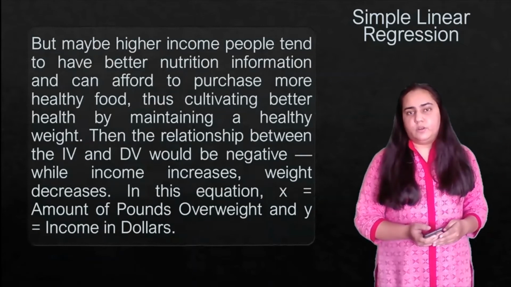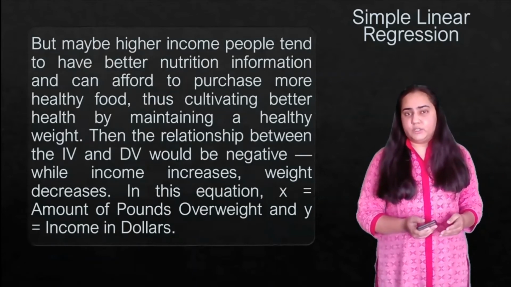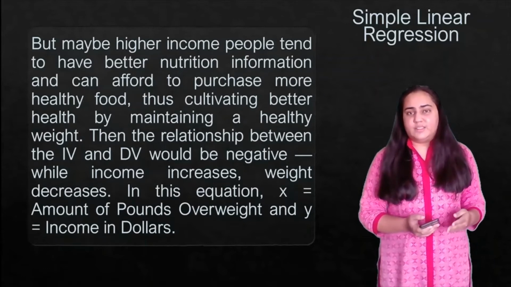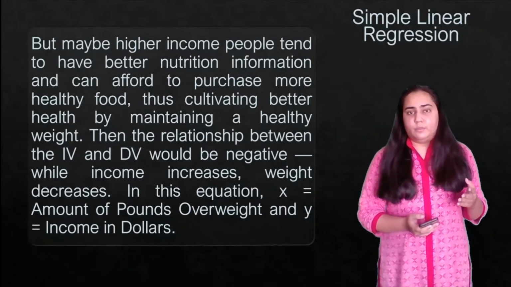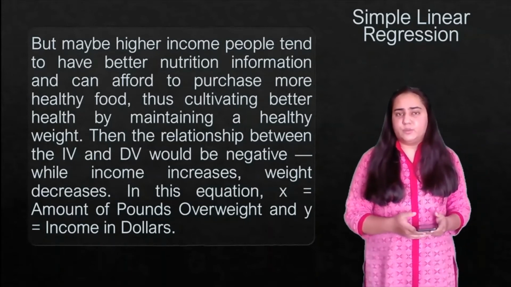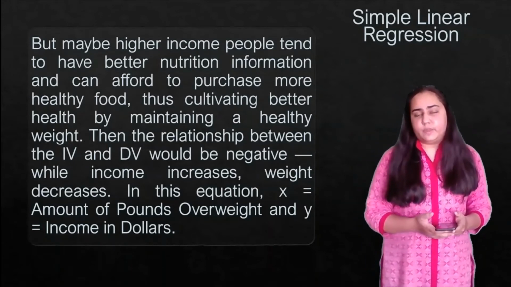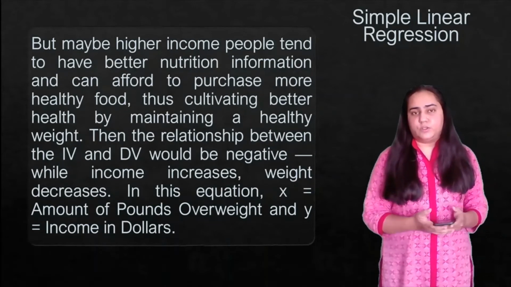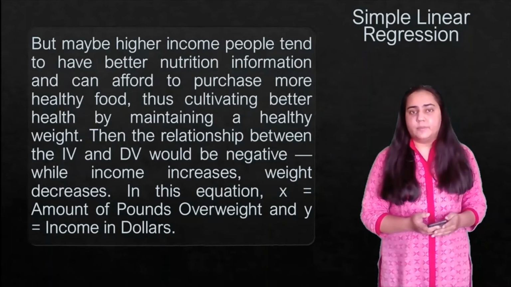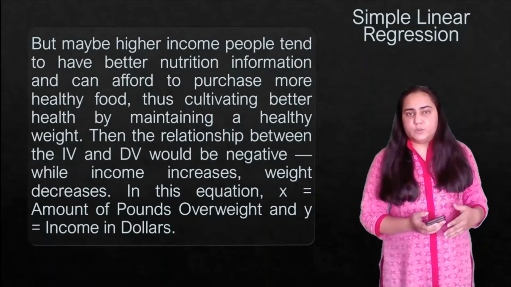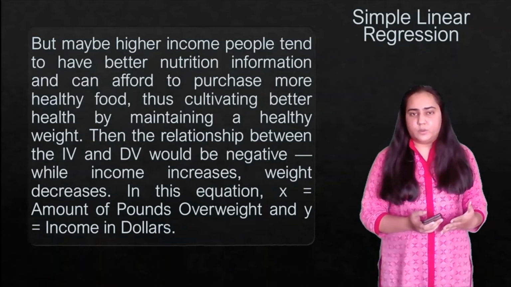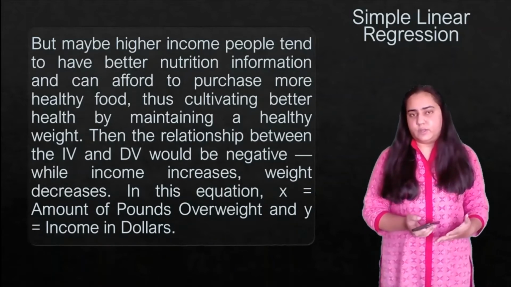But maybe higher income people tend to have better nutrition information and can afford to purchase more healthy food, thus cultivating better health by maintaining a healthy weight. So this is a possibility: people with higher income have access to better nutritious food and might actually be maintaining a healthy weight. And the relationship between the IV and DV in that case would be negative. So while income increases, weight decreases.